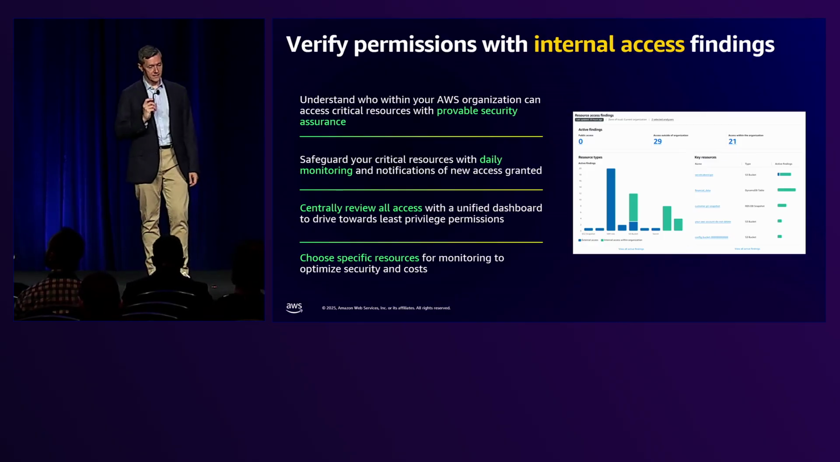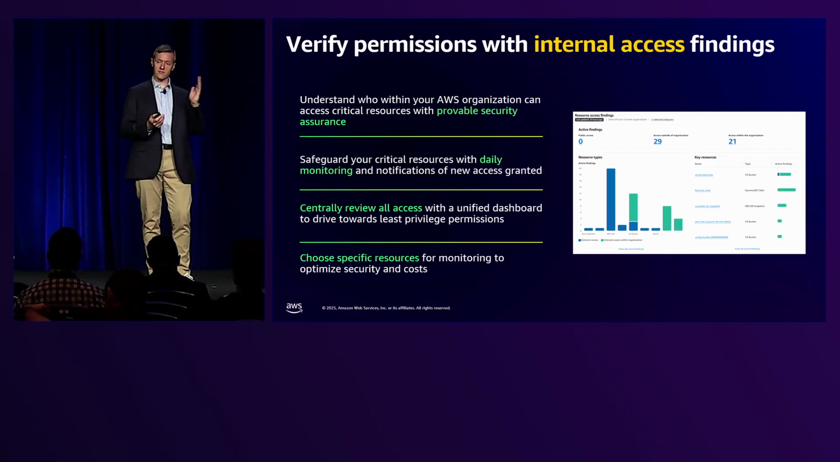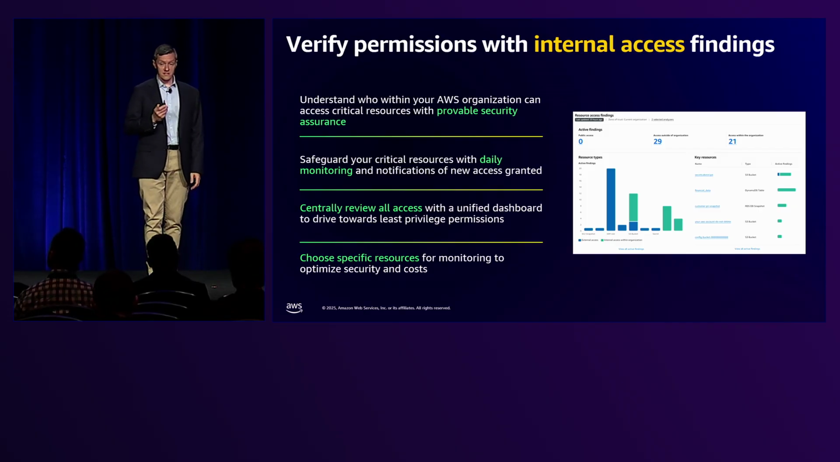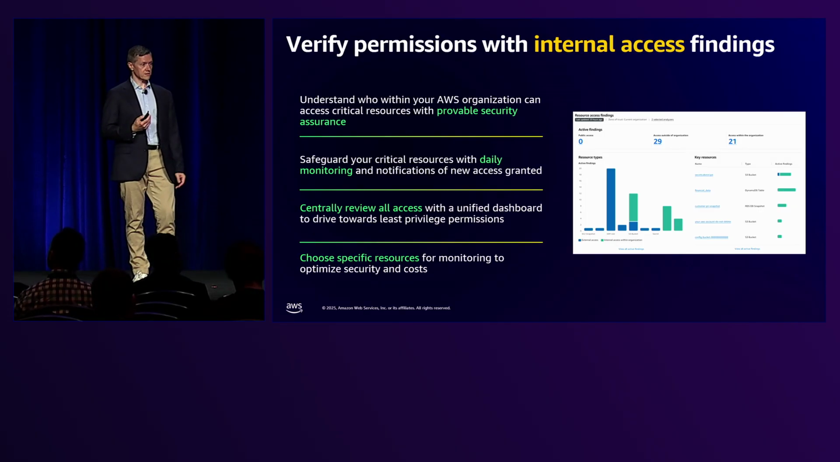So, internal access findings allows you to understand who within you can create either an organization analyzer or an account analyzer. And when you do that, that defines the zone of trust. So if you create an organization analyzer, it will tell you, here are all the principals inside of my organization that have access to the target resource. Or if it's an account analyzer, it would be all the principals within the account that have access. This feature also uses provable security assurance. So when you get findings, you can be assured that that is all of the access and that is the only access.